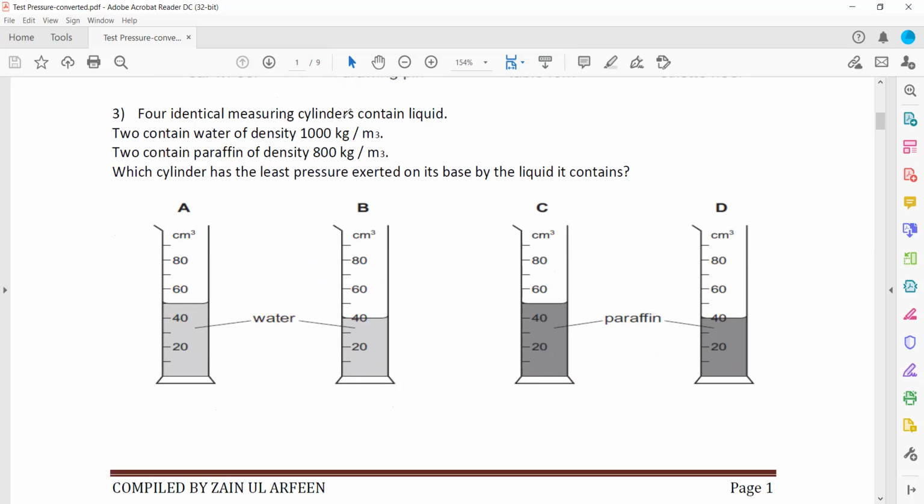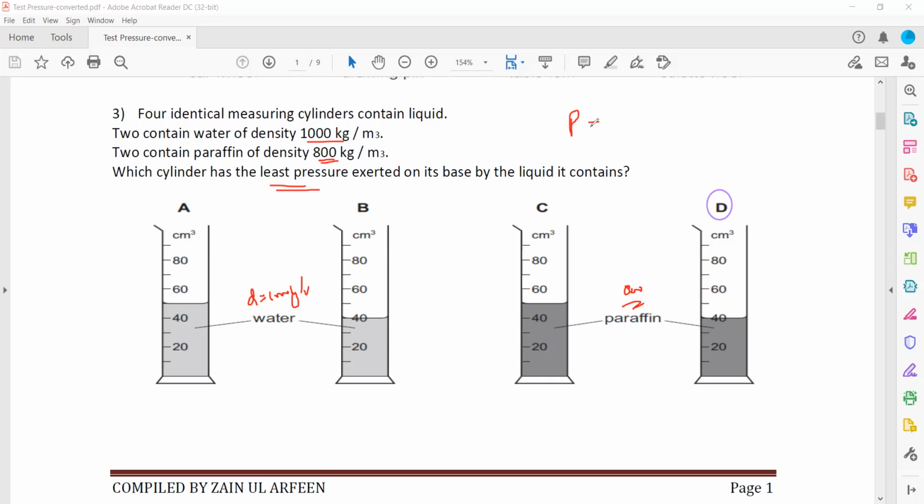Four identical measuring cylinders containing liquid, two contain water of density 1000, so density of the water is 1000, and two have paraffin, density of paraffin is 800. Which cylinder exerts the least pressure?